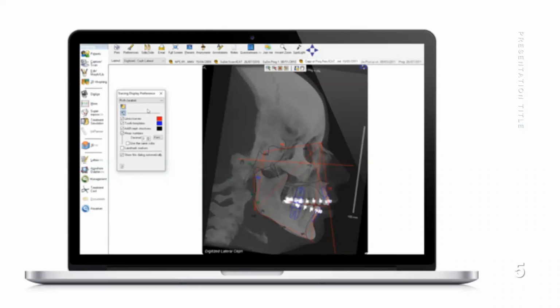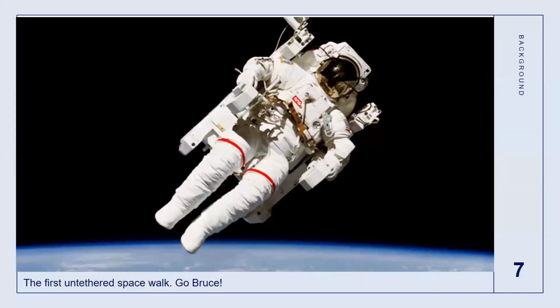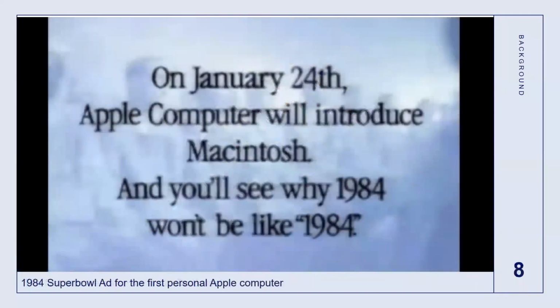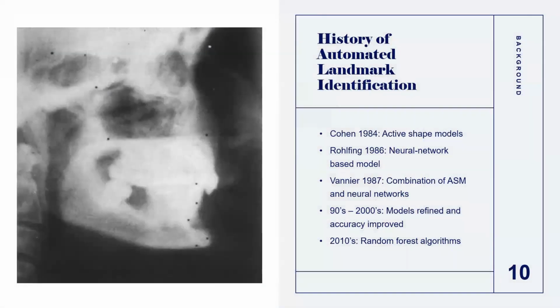In fact, it predates Bill Clinton's presidency, the first Top Gun, AIM Messenger, Rise and Fall of Tupac and Biggie, and me. So 1984 was a really exciting year for science. NASA astronaut Bruce McCandless took the first untethered spacewalk. Macintosh announced the sale of its first personal computer during this iconic Super Bowl ad, which was really big and looked like this. And perhaps most excitingly, Dr. Cohen built the first AI model for landmark identification and published his findings in the British Journal of Orthodontics.